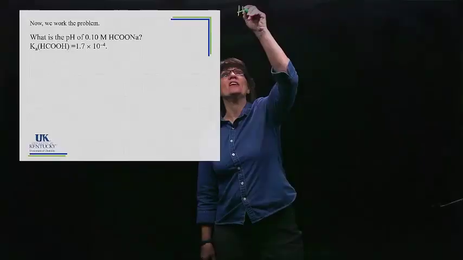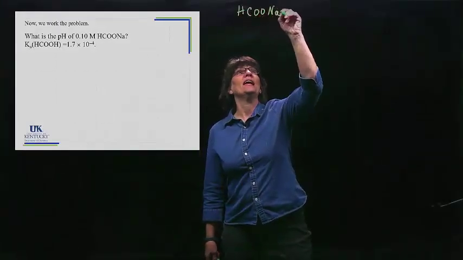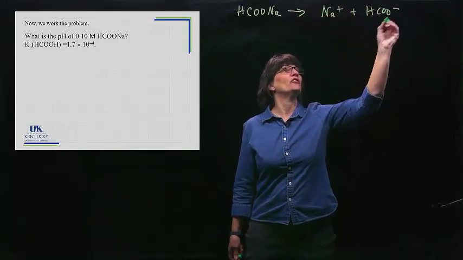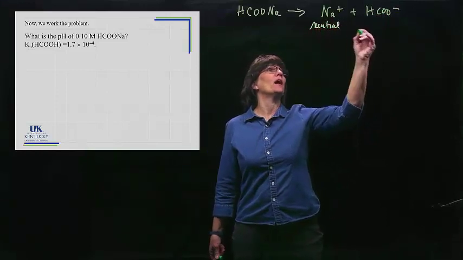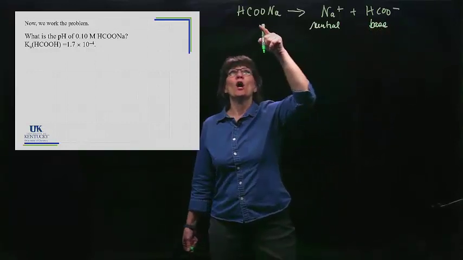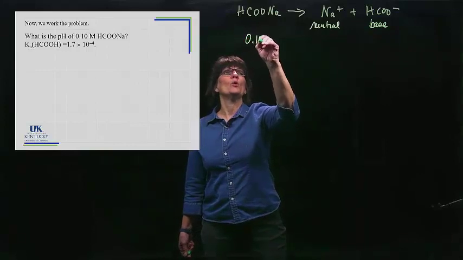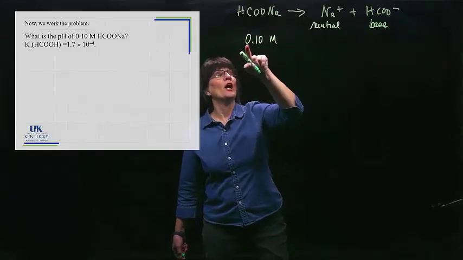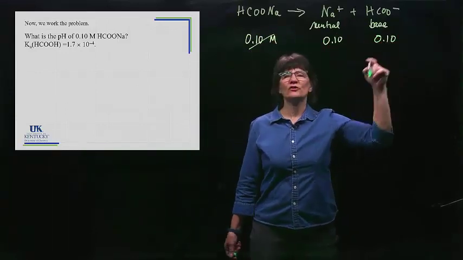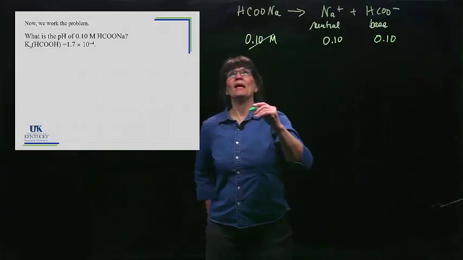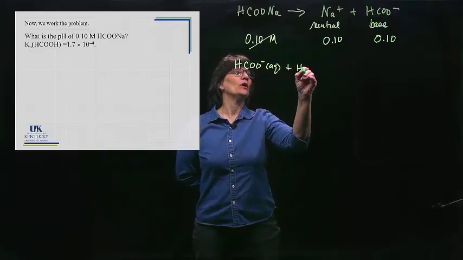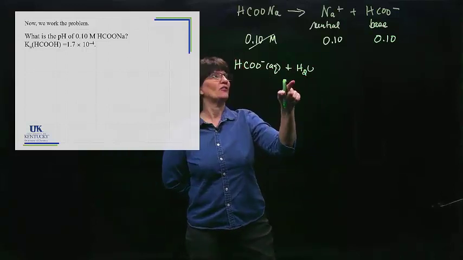We've established that HCOONa is a salt that breaks apart into Na plus and HCOO minus. We established that this was the neutral ion, but this was a proton acceptor, therefore a base. We know that we're placing 0.10 molar into this solution, but it 100% breaks apart into these ions. So this goes away, and we're left with those concentrations. Now we pick up with that base.